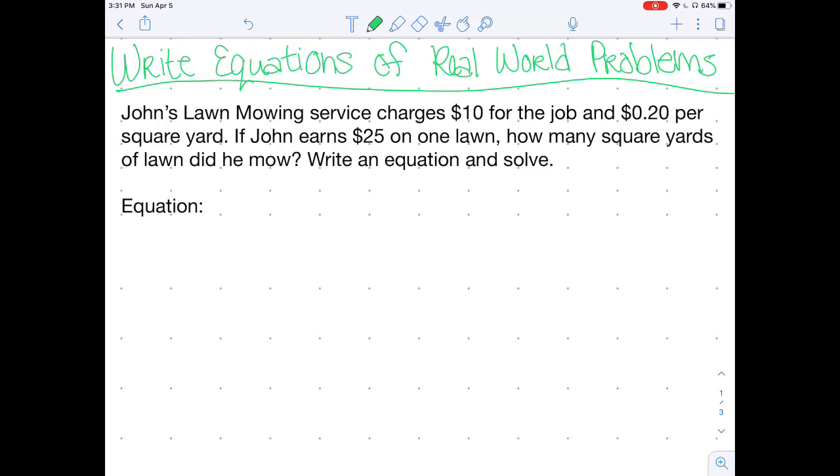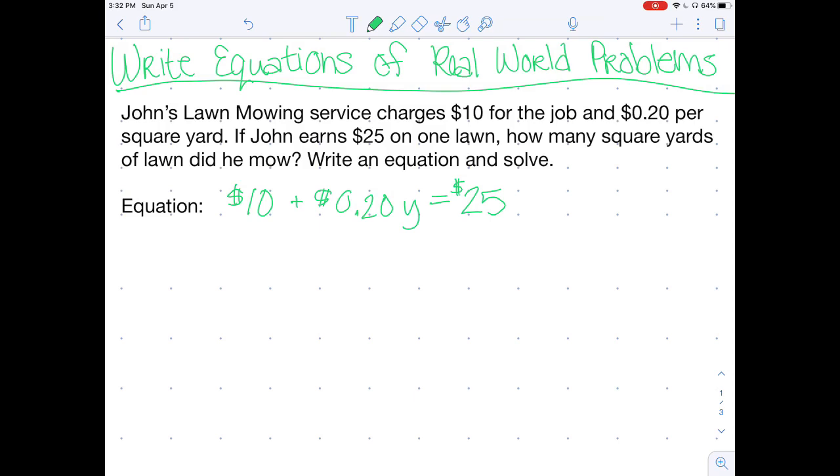So first we need to figure out our equation. Well, we know he earns $10 just for showing up to mow the lawn. And then he earns an extra 20 cents per square yard. So 20 cents times the yards. And we know that on this one lawn he made $25. So when we add all that up, it's got to be equal to $25. So there's our equation.